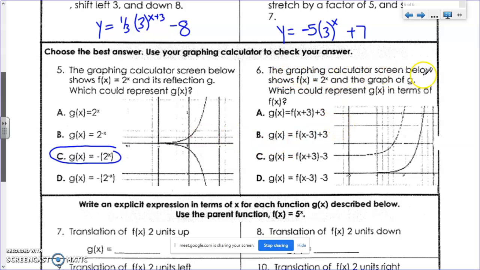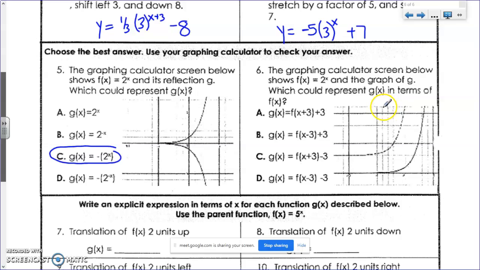All right, here the graph calculator screen shows f of x equals 2 to the x and a graph of g. So one of these, and it moved to the right 3 and then up so many. So which one would be this one? Okay, it moved right 3, right? Which one's the parent function? That's the question. Oh, wait. Here, the bottom was the parent function. So it's going left and then up.